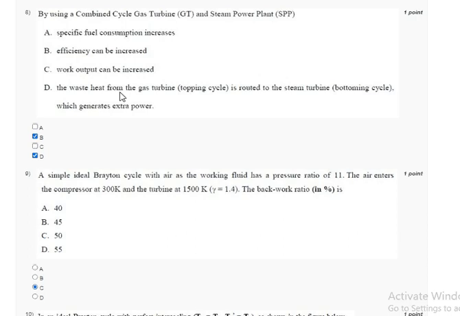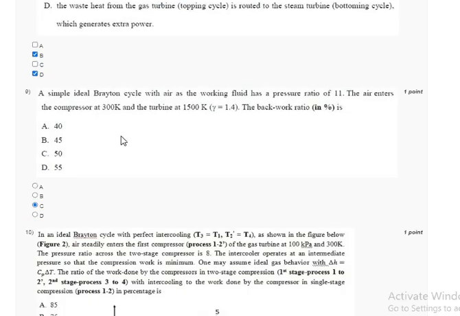The waste heat from the gas turbine is routed to the steam turbine which generates extra power. So B option and D option. Sorry, for question 8, the efficiency can be increased, the right option, and the waste heat from the gas turbine is routed to the steam turbine which generates extra power. So B and D is correct. Work output cannot be increased, but efficiency can be increased by the combined cycle. So B and D are correct.